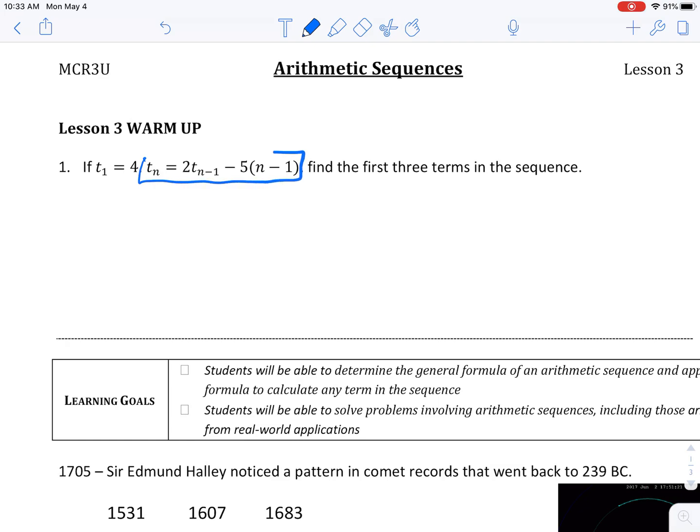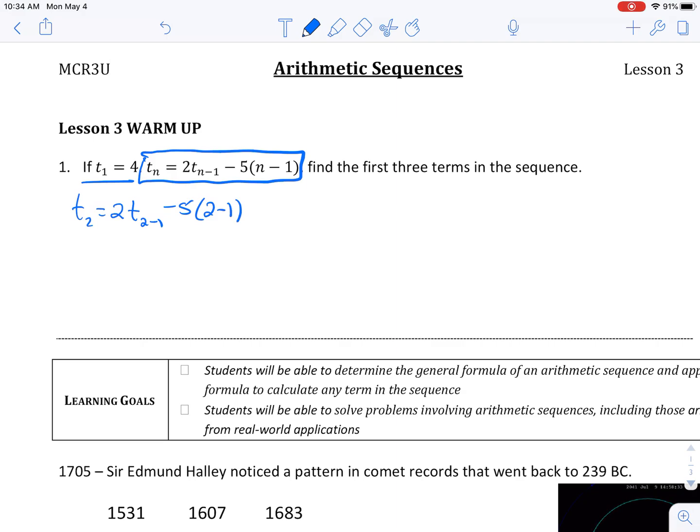Remember, this is all about notation. We're trying to find the first three terms in the sequence, and we've got the general term, or the algorithm to create the sequence, based on this t sub n, and the first term is 4. So we can start with the second term then. I put in t sub 2 for the second term, and wherever I see n, I sub in 2. So I get this.